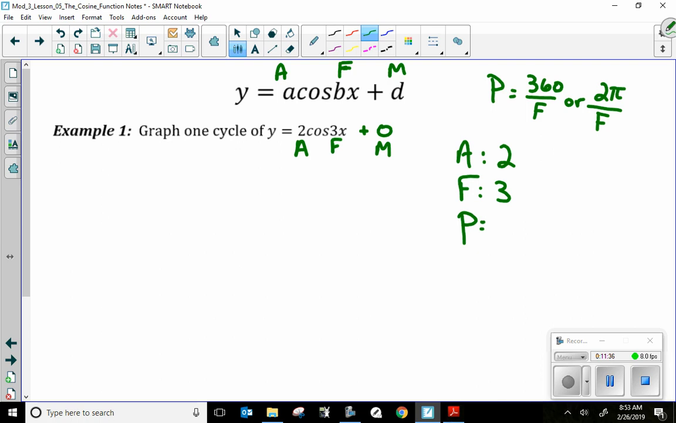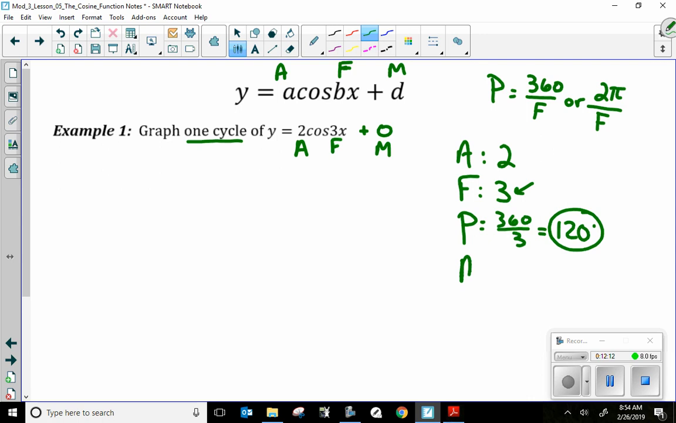So my period, that's the length of one cycle, okay? Remember, frequency is how many cycles I should see in 360 degrees. That's what frequency is. So to graph this, I would see 3 cosine curves in 360 degrees. The period tells me the length of one cycle or curve. Why do I want to know that? Because they want us to graph one cycle, so I need to know where it ends. So I take 360, I divide it by 3, and I get 120 degrees. That is the length of one cycle.